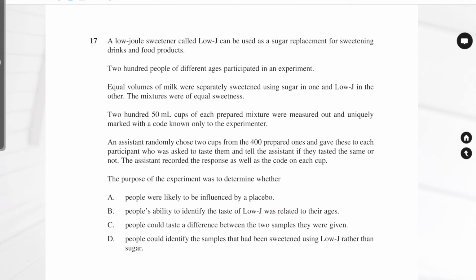Question 17, we've got a little bit of information to read through here again. We've got a sweetener called low J, used as a sugar replacement, and we've got 200 people in an experiment. And so we've got equal volumes of milk, sweetened using sugar in one and the low J in the other. And the mixtures are of equal sweetness.